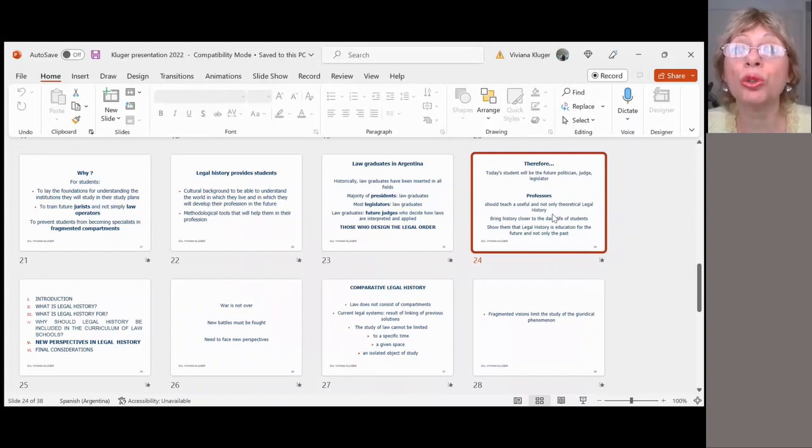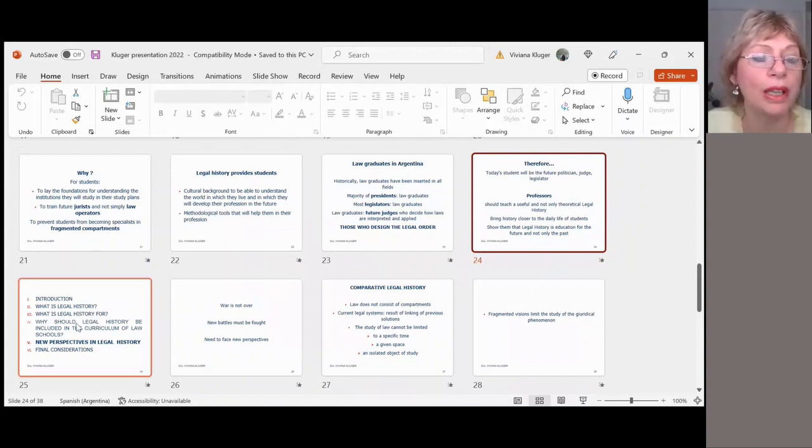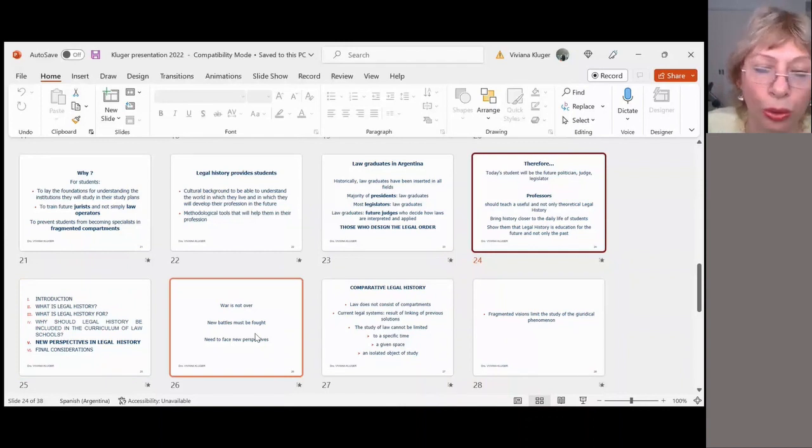And how should we, professors, teach legal history? Professors should teach a useful and not a theoretical legal history. Professors should bring history closer to the daily life of students, should show them that legal history is education for the future and not only the past. So let's move to the new perspectives in legal history.